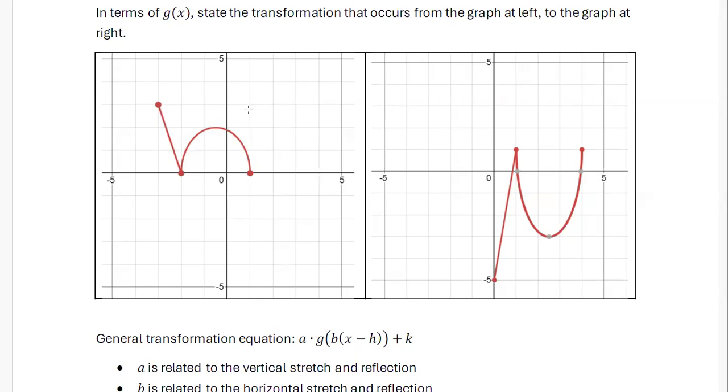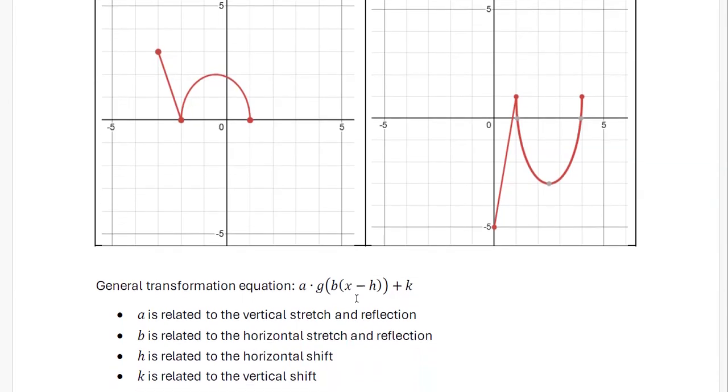Okay, and left side is g of x. We want to write down what the equation of the right-hand side is in terms of g of x. All right, so we have to first remember, this is not equation, this should be expression, I should say. Equation would be something with the equal sign, so my bad for there. But the general form is a times g of b times x minus h plus k.